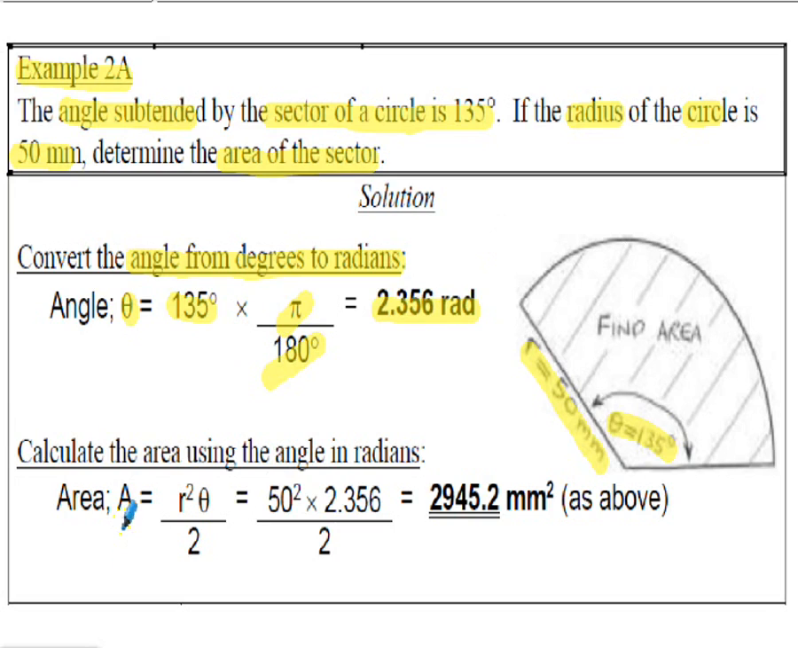Now we can use the formula derived previously of A is equal to r squared theta divided by 2, where of course the angle theta is now in radians. So from the information given, the r is 50, so 50 squared multiplied by the angle of 2.356 radians divided by 2 produces the same answer as we showed on the previous slide when using degrees, 2,945.2 millimeters squared. So example 1a and example 2a are basically the same calculations, but 1a is undertaken using degrees and 2a is undertaken using radians.